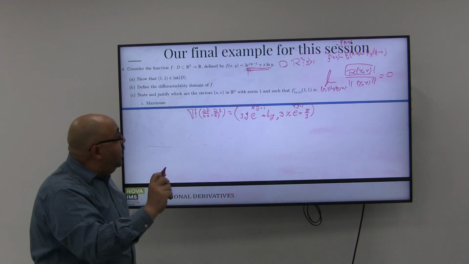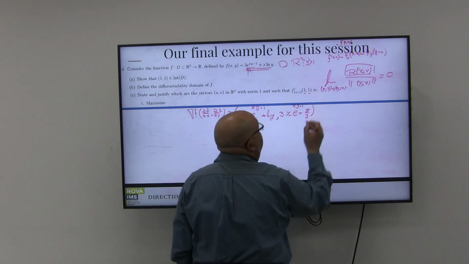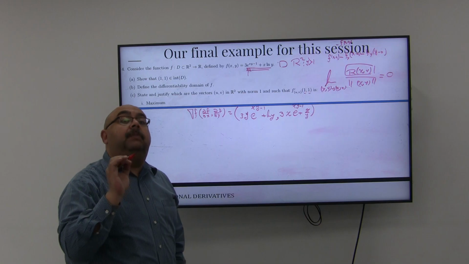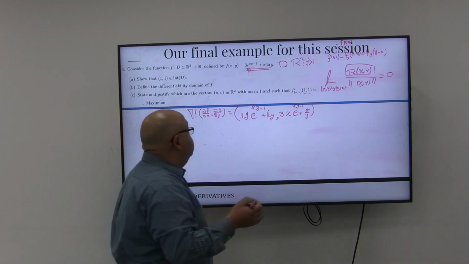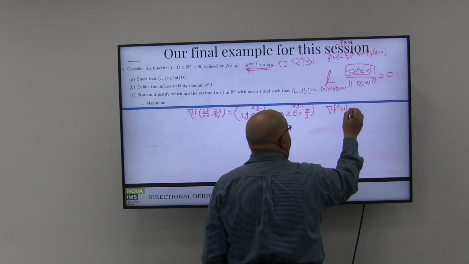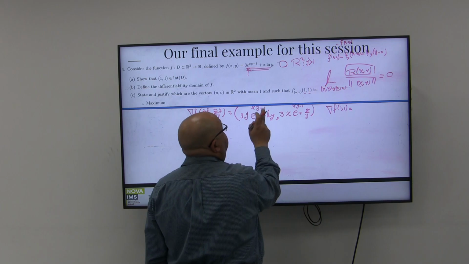I need to find the gradient vector of this function at the point (1, 1). So all I have to do now is to start substituting by 1 and 1. So the gradient of f at (1, 1) is going to be, let's start substituting, 1 minus 1, which is 0.